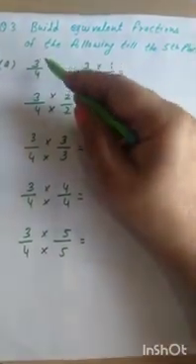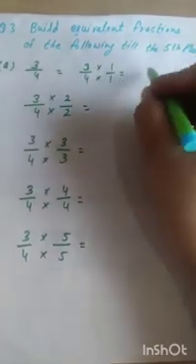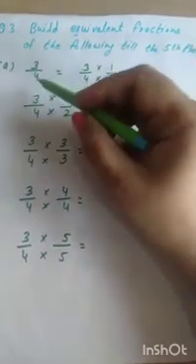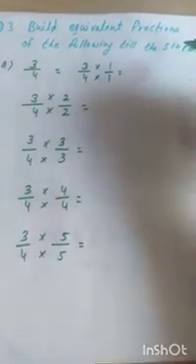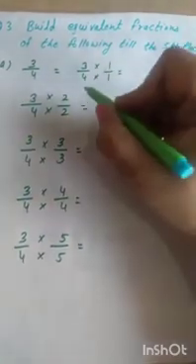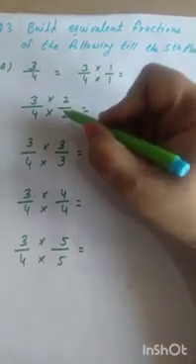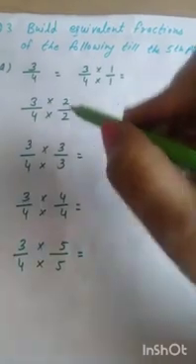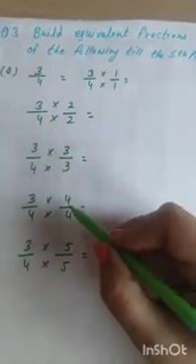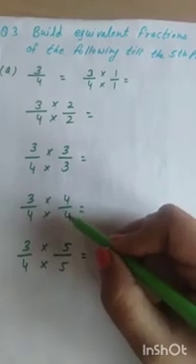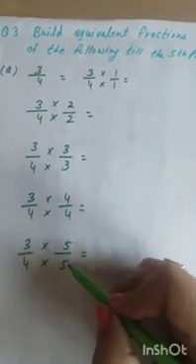Now we will do the third question. Build equivalent fractions of the following up to the fifth place. Now they will give us a number and we will find equivalent fractions up to the fifth place. So the first place will be multiplied by 1 and 1. The second place will be multiplied by 2 and 2. The third place by 3 and 3. The fourth place by 4 and 4. The fifth place by 5 and 5.